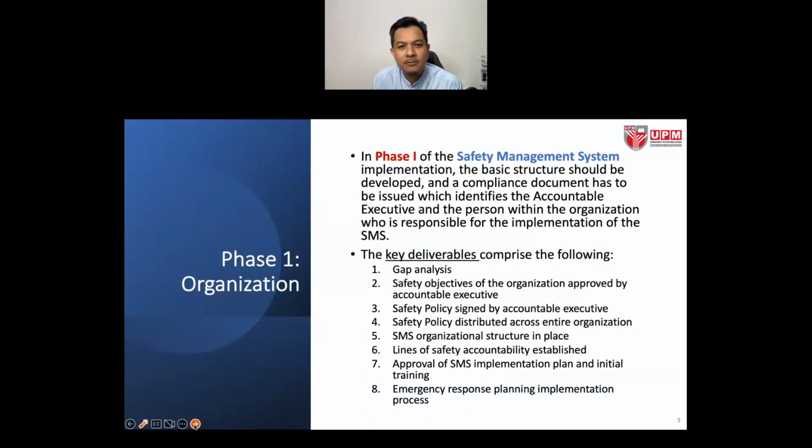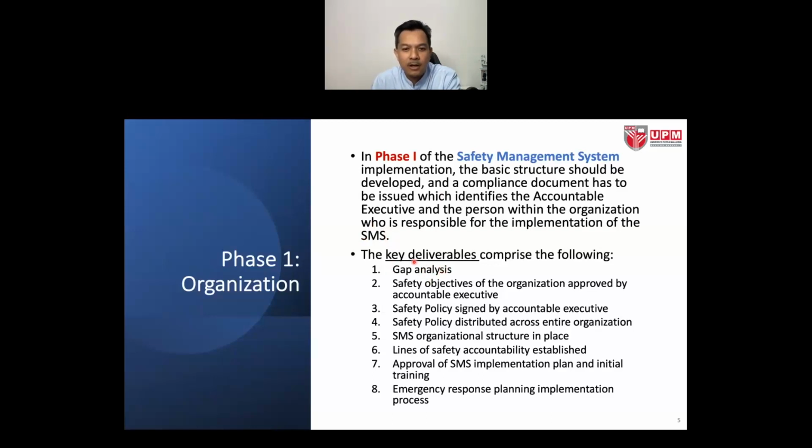So in phase 1, the first step of doing safety management system implementation, the basic structure should be developed, and the compliance document has to be issued, which identifies the accountable executive. Normally this is the person who needs to be identified to handle the safety management system, the person within the organization who is responsible for the implementation of the SMS. So the key deliverables basically comprise the following.